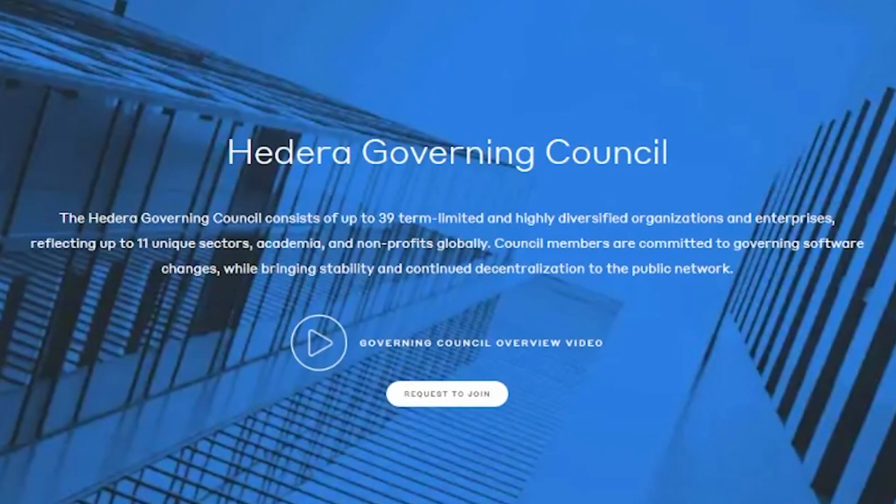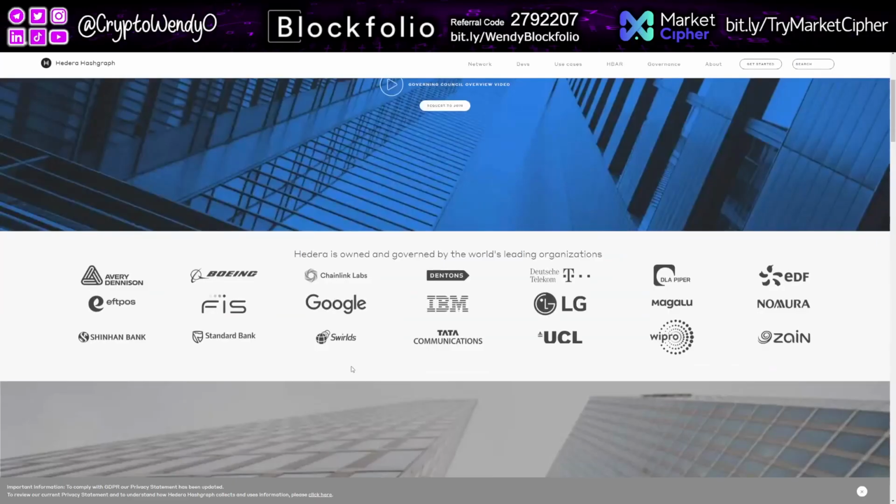Hedera Governing Council. The Hedera Governing Council consists of up to 39 term limited and highly diversified organizations and enterprises, reflecting up to 11 unique sectors, academia, and nonprofits globally. Council members are committed to governing software changes while bringing stability and continued decentralization to the public network. Over here, we talked about some of these organizations that are governed by or working with Hedera, which is great. A lot of these companies you guys know about.